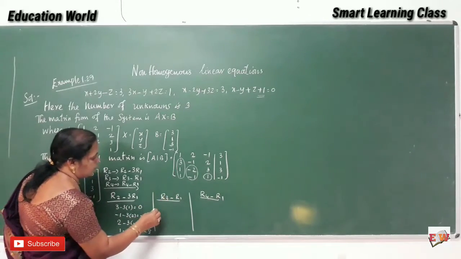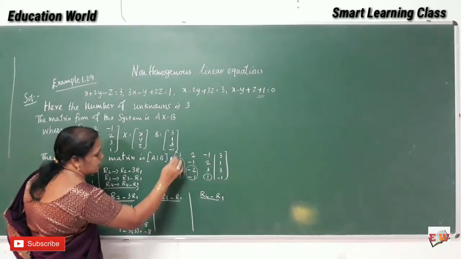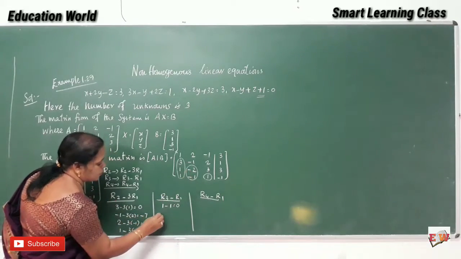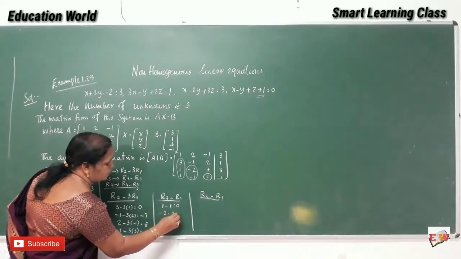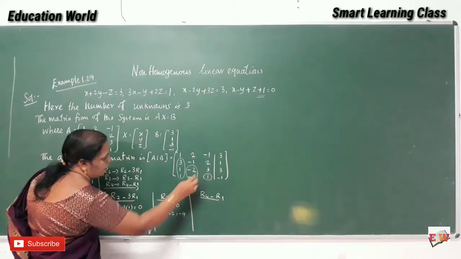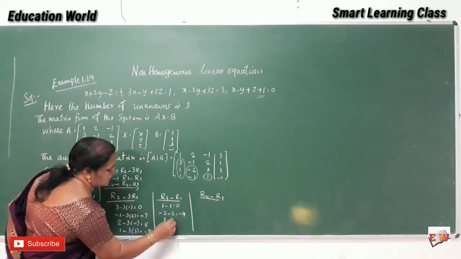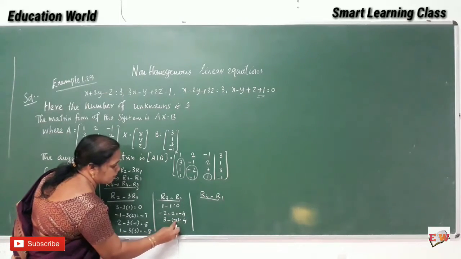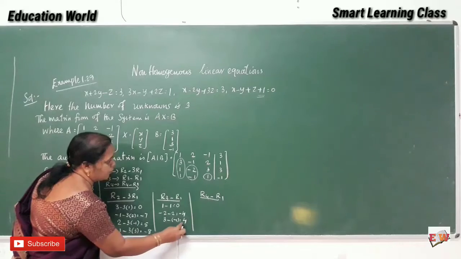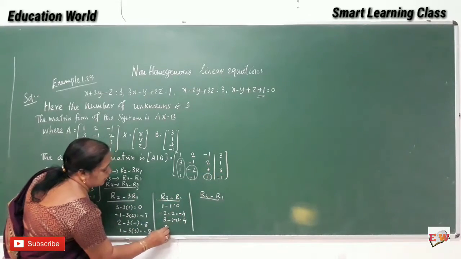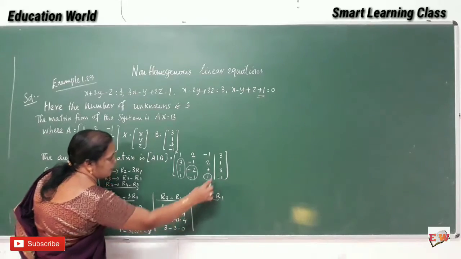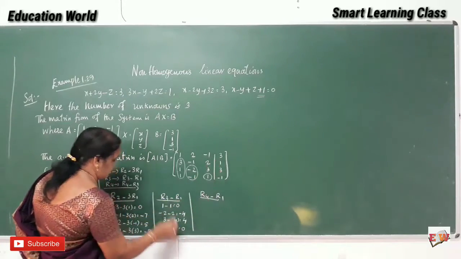For the third row, R3 minus R1: 1 minus 1 equals 0. Minus 2 minus 2 is minus 4. 3 minus of minus 1 is plus 4, so 4. Here 3 minus 3 equals 0.